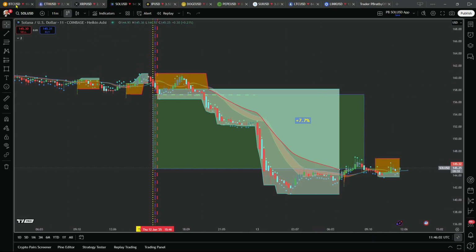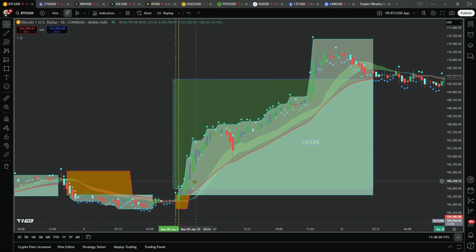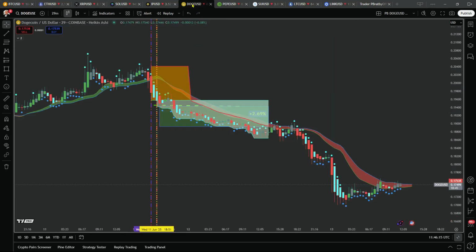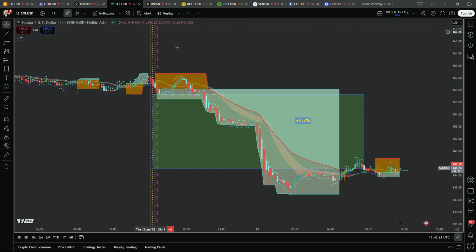This isn't just a one-off, by the way. This is what happened to Bitcoin. Again, they come in line, we get the Confluence, nice long on Bitcoin, 3.22%. Okay, so it's not just there. Doge is another one on a short. Again, comes in here, goes all the way down. I've done most of the work on Solana recently, because my job as part of the team is looking after Solana.